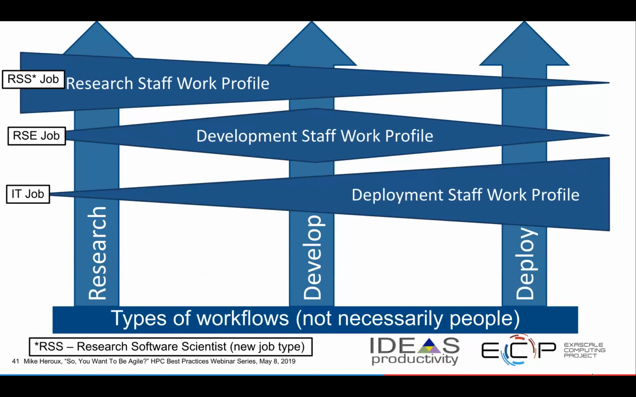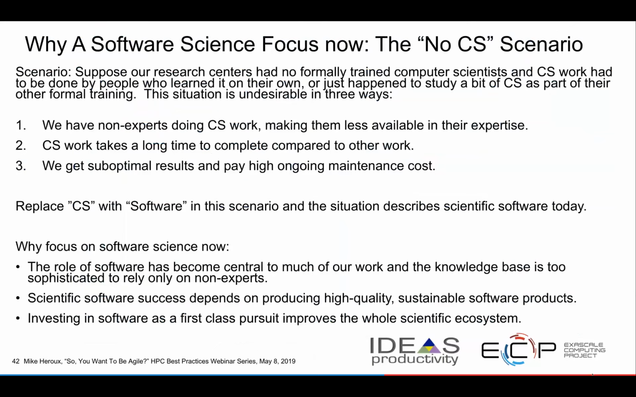And I just bring up a scenario that tries to evoke why we want to do this. Some years ago, computer scientists were not a common part of scientific software teams. Now, in my experience, they're widely available. Before we brought computer scientists into our discipline, we had non-experts doing CSE work, and so they were less available in their own domain. The CS work took a long time compared to other work because they weren't experts, and we ended up with suboptimal results, and we paid high ongoing maintenance costs.